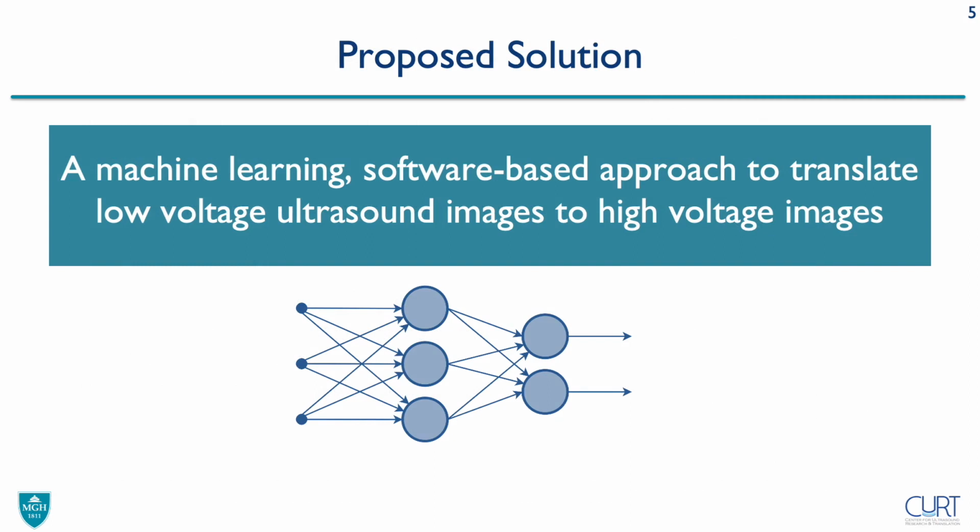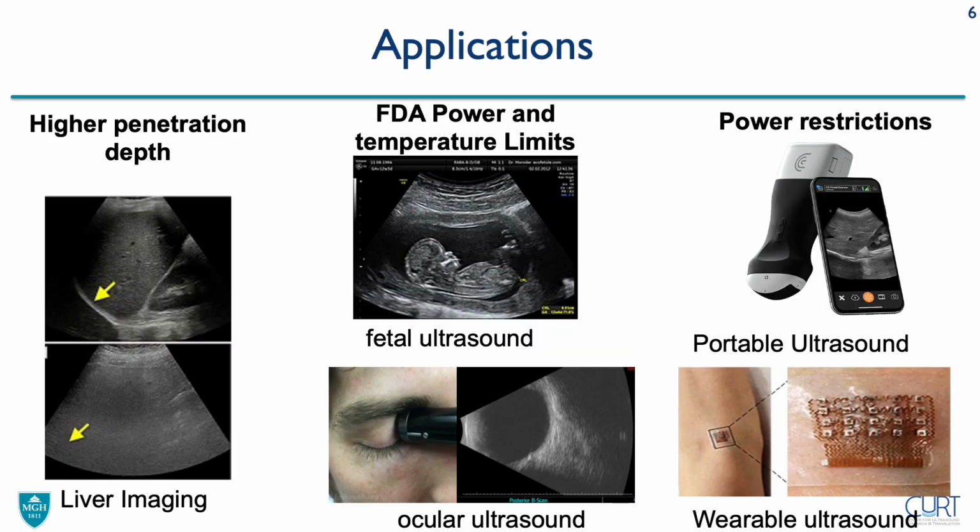To overcome these limitations, we propose a software-based approach with a deep neural network that can translate signals taken at a low voltage to those taken at a high voltage. Applications of our proposed solution are in achieving higher penetration depth, for example in liver imaging where a high fat layer may necessitate deeper penetration. This can also be applied to cases where there are FDA temperature and power limits, such as in fetal and ocular ultrasound imaging. And finally, can also be applied in applications that have power restrictions, such as in portable and wearable ultrasound systems.